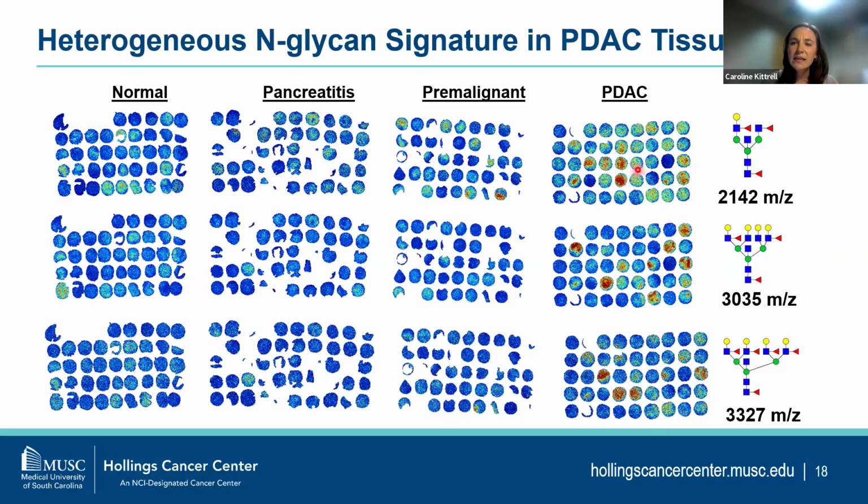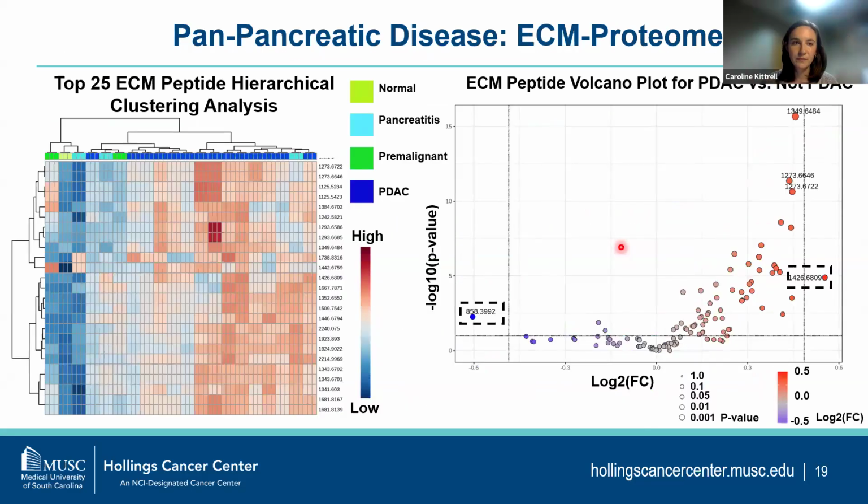And you can see that the expression of these N-glycans is very heterogeneous. So it's not throughout all the cores. It really is on a core by core basis. So it'll be interesting to see what the differences are on an individual patient level between each of these cores.